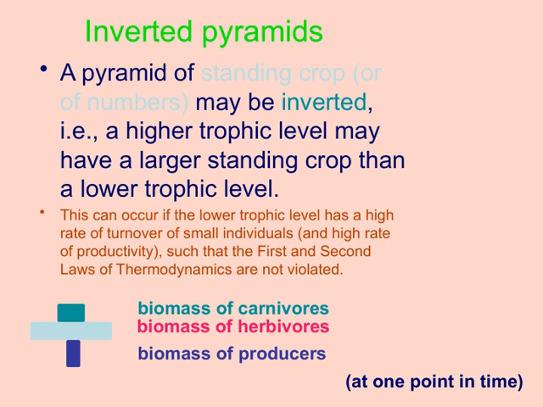To put it simply, an inverted pyramid shows us that sometimes the biomass of carnivores, herbivores, or producers can look bigger at a certain moment, due to rapid turnover rates at the lower levels.